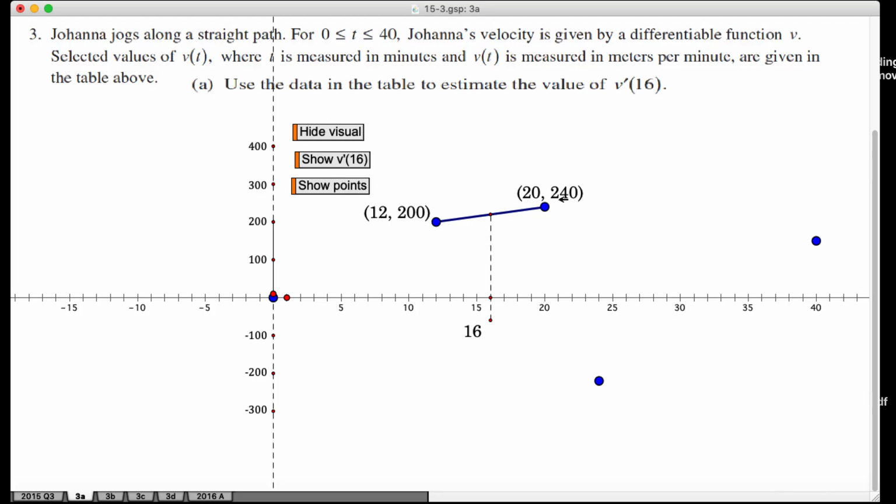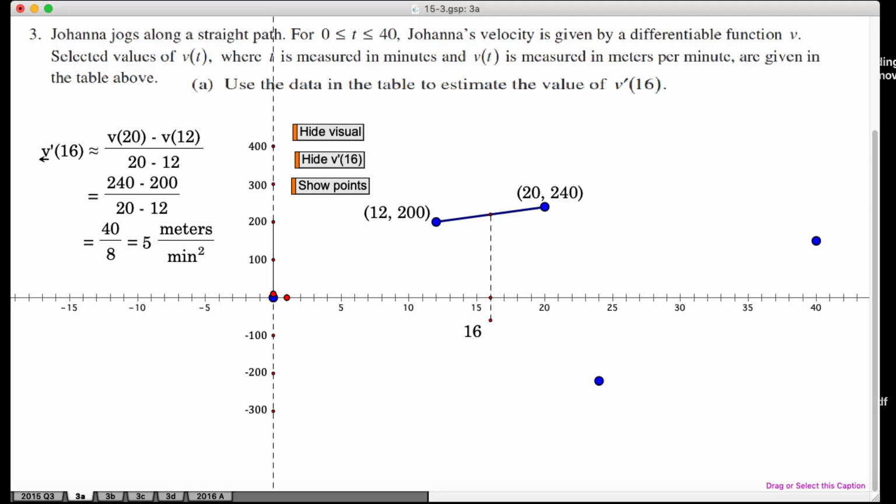The slope of a line is change in y over change in x. It's nice to write it out. V prime, the acceleration at time 16 minutes, is going to be v of 20 minus v of 12, that's the change in y, over 20 minus 12, that's the change in x. Then plug the numbers in, and you get 5 meters per minute squared, which is an acceleration. Velocity is meters per minute, so over time it's meters per minute squared.